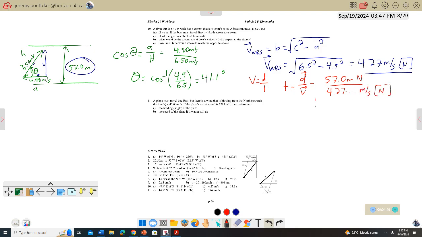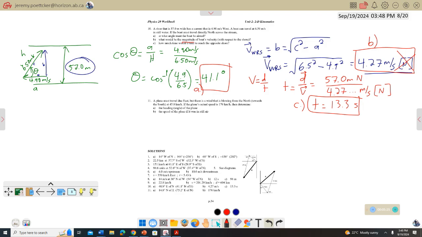And our time then is going to be equal to 57 divided by what our answer was on the calculator, 13.346, which is going to round to 13.3 seconds. There's my answer to C. Here is my answer to B. Now, actually, I read this again. We're looking for magnitude, so you didn't actually need to say that part of things. We didn't need the direction. And our answer to A is right here.